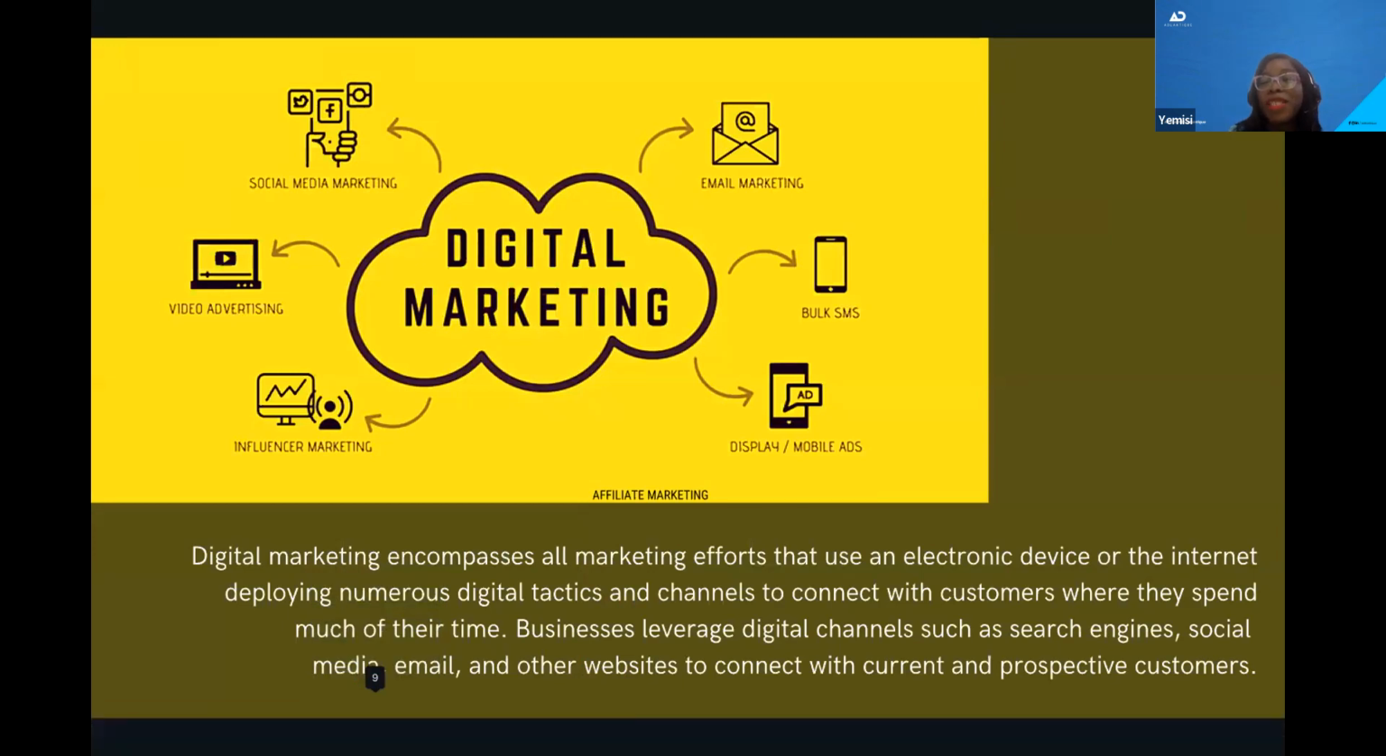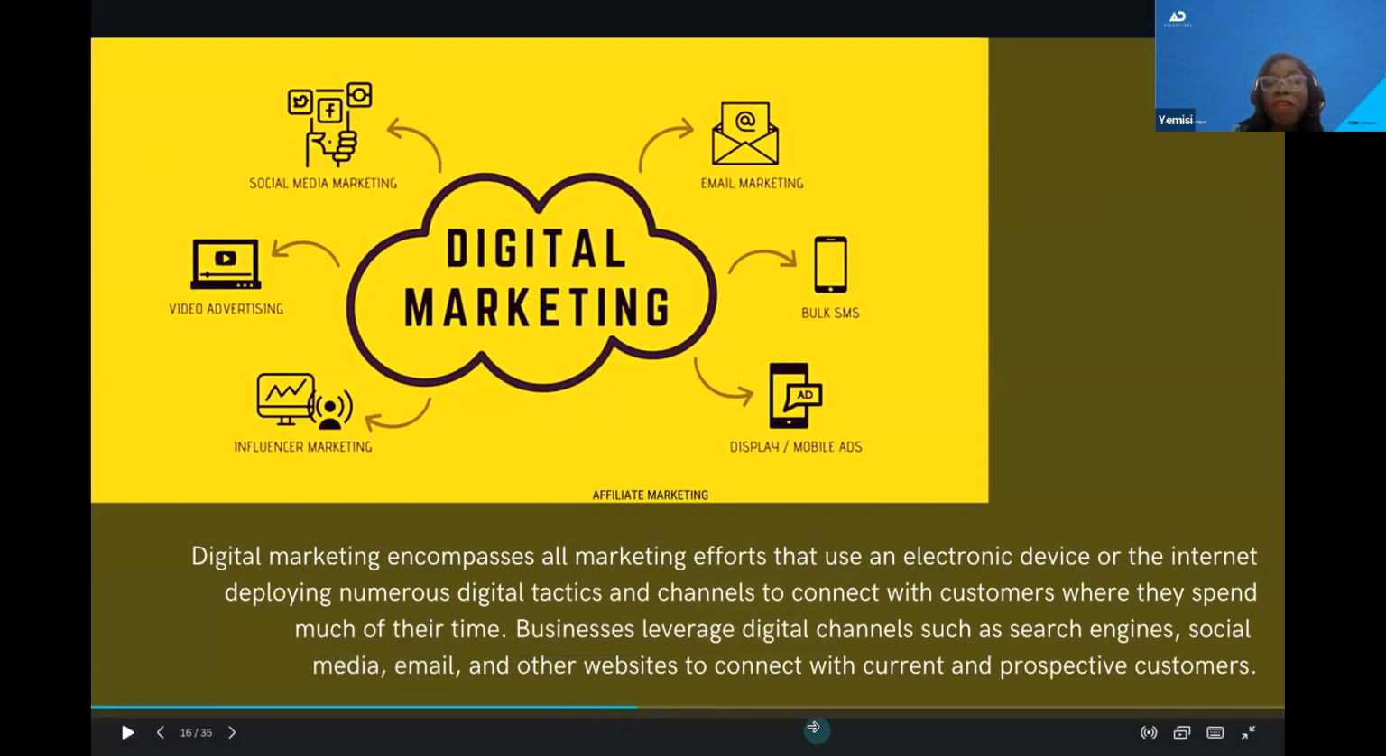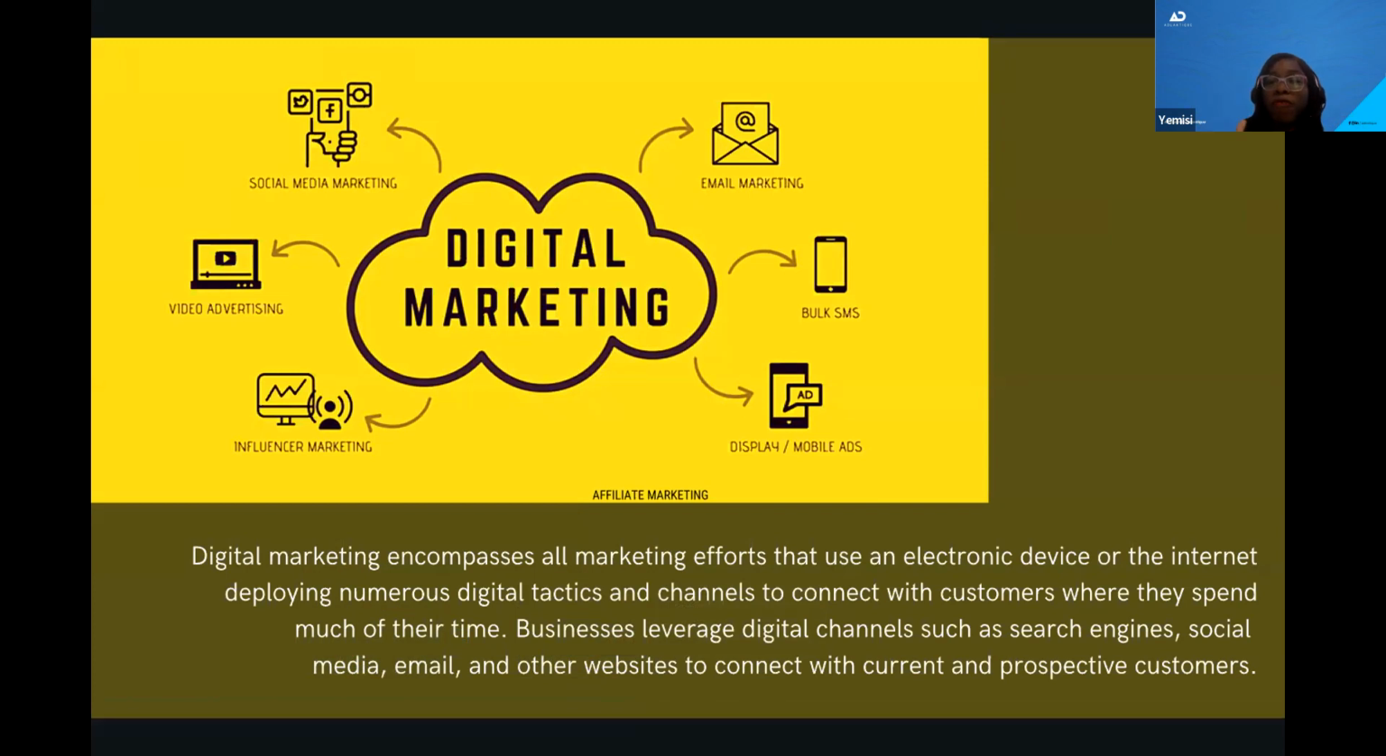And digital marketing is not just social media. I need you to understand that. Digital marketing is all encompassing. It's all your marketing efforts that are involved whenever you use an electronic device or the internet. That's the summary of digital marketing. Yes, other people have different definitions for it, but in very simple terms, digital marketing is all your efforts involved in marketing whenever you use an electronic device or the internet, because there's so many tactics you can use.